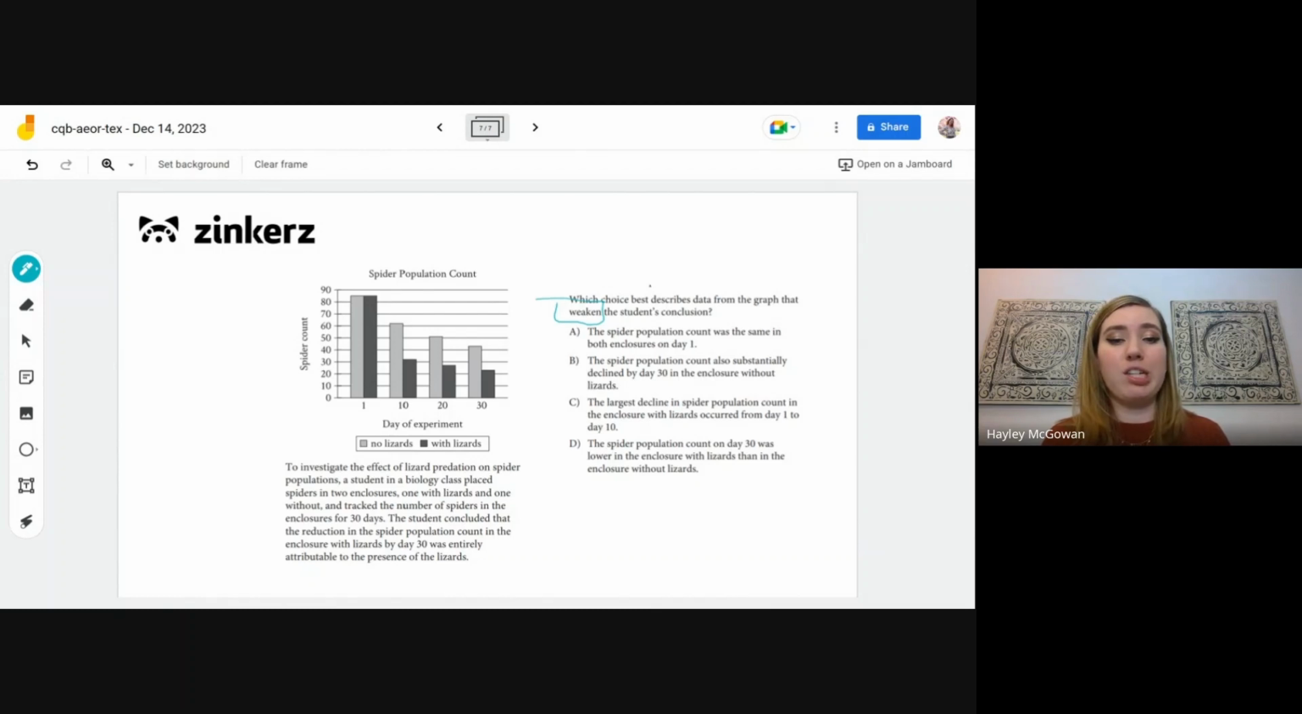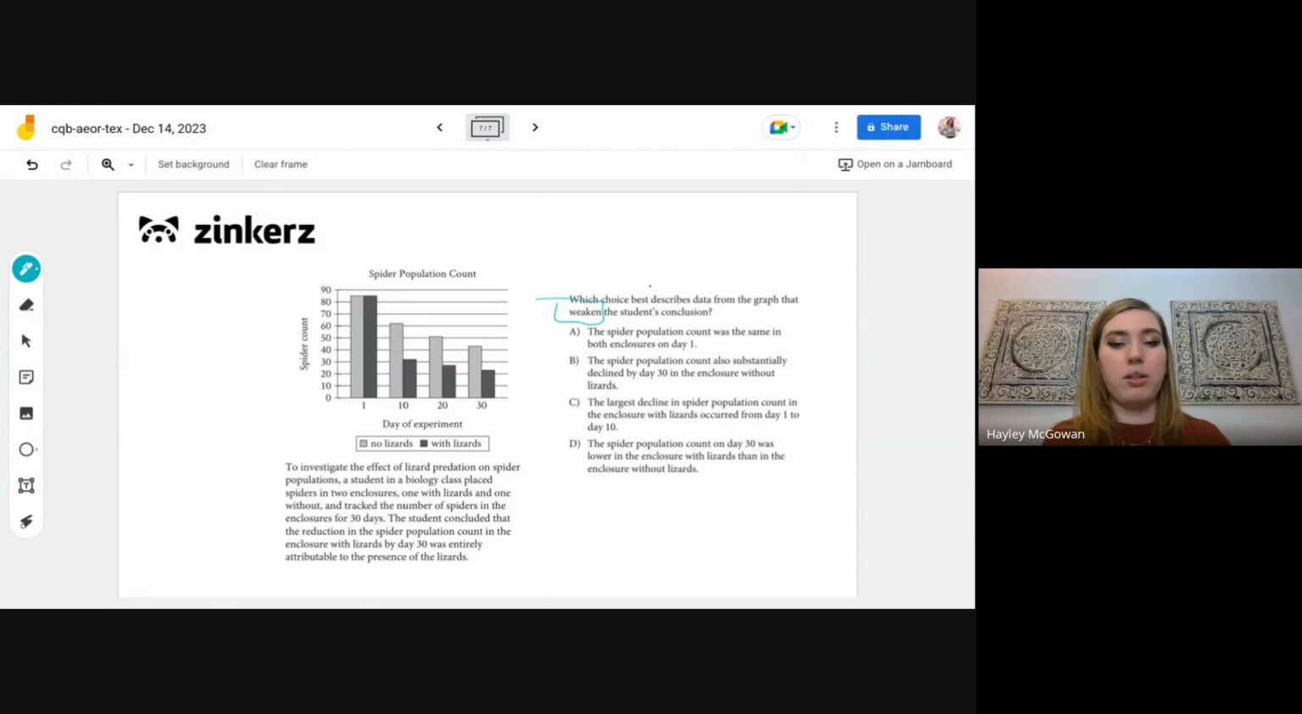All right, so we want to make sure that as we're reading, we're thinking about something that would weaken the conclusion that they're making, or essentially prove the opposite if we want to think of it that way instead. So looking at our passage, to investigate the effect of lizard predation on spider populations, a student in a biology class placed spiders in two enclosures, one with lizards and one without, and tracked the number of spiders in the enclosures for 30 days. The student concluded that the reduction in the spider population count in the enclosure with lizards by day 30 was entirely attributable to the presence of the lizards.